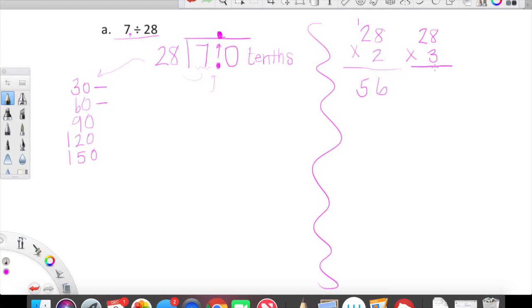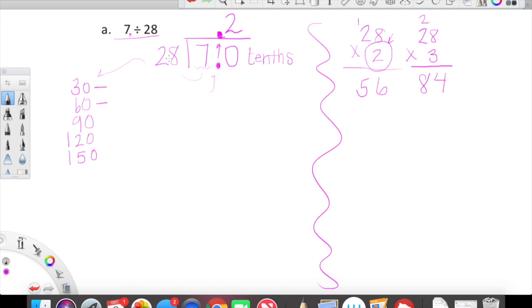Let's look at 28 times 3 just to be completely confident. 3 times 8 is 24, indeed. And then 3 times 2 is 6, plus 2 is 8, so 84. Okay, great. So we know that 2 is the number. The number is the quotient. This 2 is going to go above the 0 because we want to communicate that 2 28s fit inside 70 with some left over.